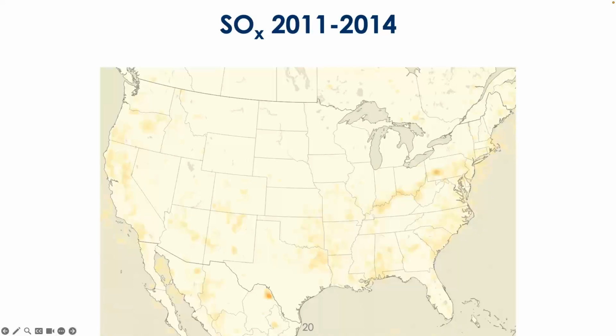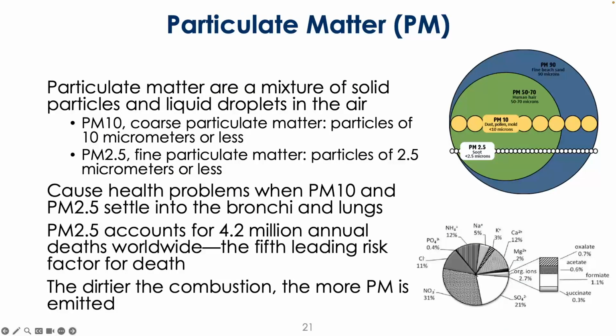Okay, and the last one that I'm going to talk about is particulate matter. So I alluded to this before, I think in the previous lecture when we were talking about heavy-duty vehicles. Particulate matter is the big kind of killer, right? So this is the stuff you really don't want to be breathing. It's a mixture of different solid particles and liquid droplets in the air.